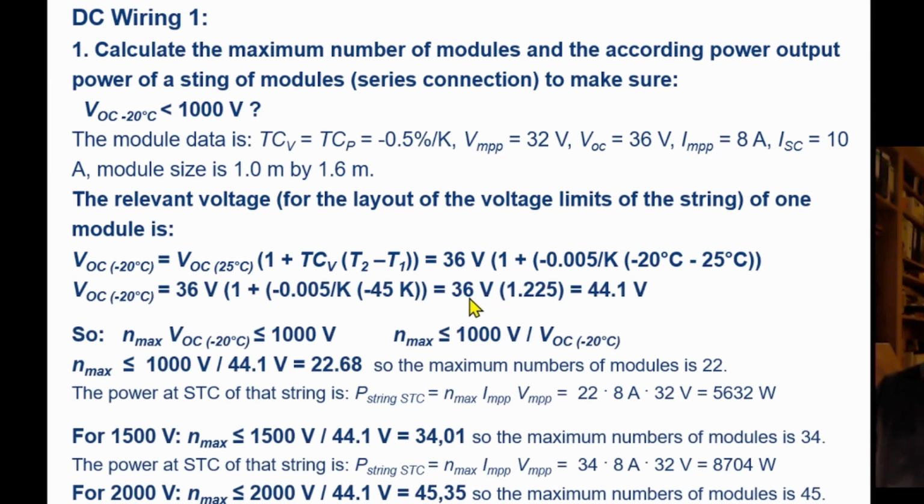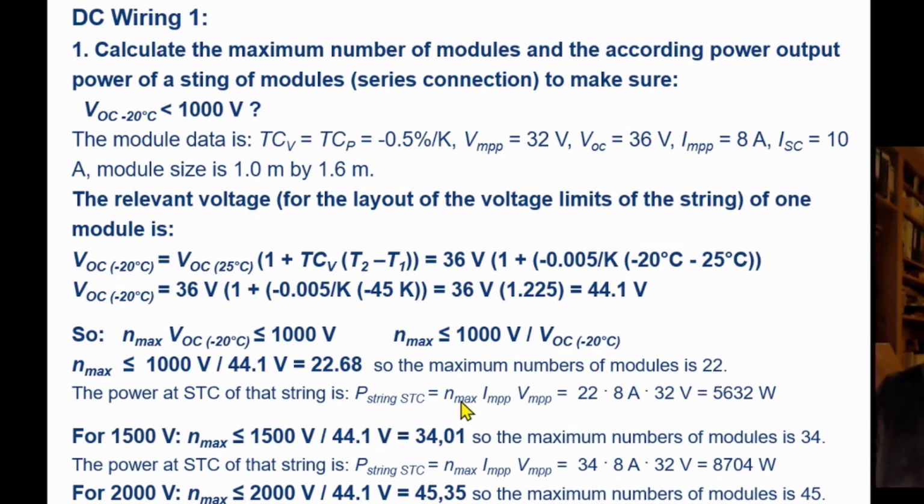If you multiply this by 36 volts, that's the voltage under standard test conditions, the outcome is 44.1 volts. So we have 1000 volts maximum. We have to divide this 1000 volts by this 44.1 volts. The outcome is 22.68. So that's the maximum number of modules. While we have full modules and we don't want to exceed 1000 volts, the maximum number of modules we can actually use is 22.